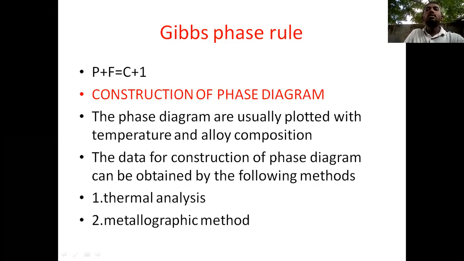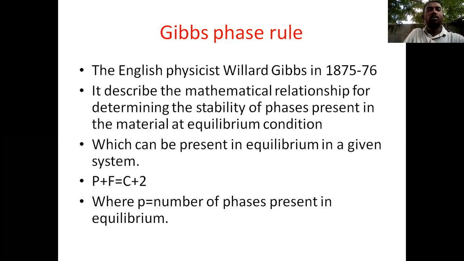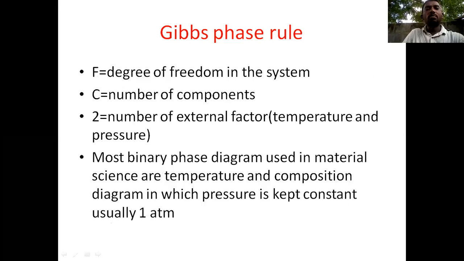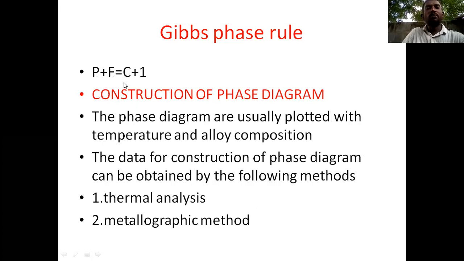So these are the Gibbs phase rules. P plus F equals C plus 2: P is the number of phases, F is the degree of freedom, C is the number of components, and 2 represents the number of external factors, temperature and pressure. For binary phase diagrams, when the pressure is kept constant, the formula is P plus F equals C plus 1, where 1 represents the external factor, temperature only, since at constant pressure we can choose temperature only.